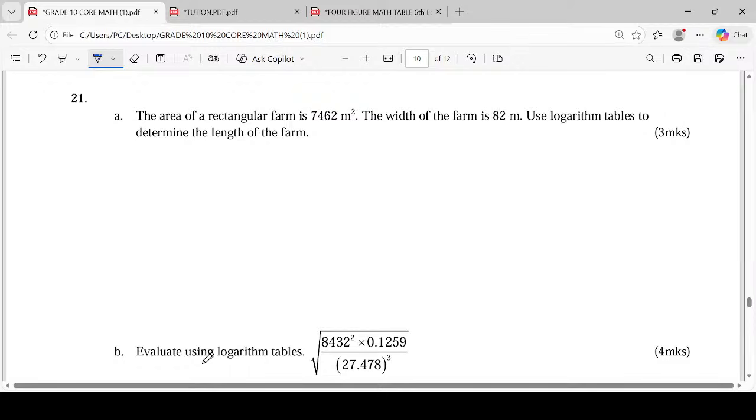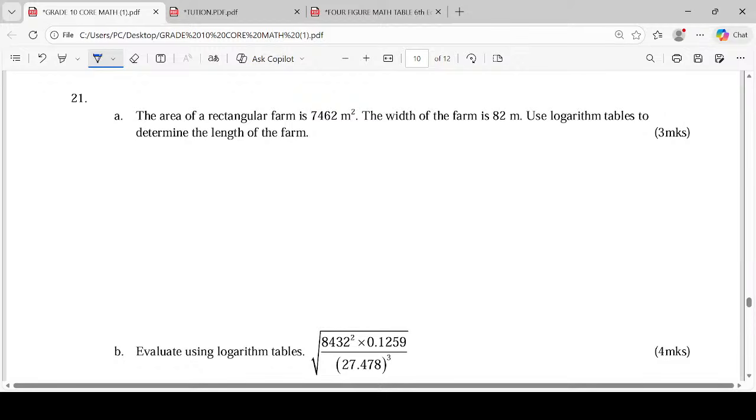Let us have a look at this question. We are being told in question number 21, let me reframe the question. The area of a rectangular farm is 7,462 square meters. The width of the farm is 82 meters. Use logarithm tables to determine the length.